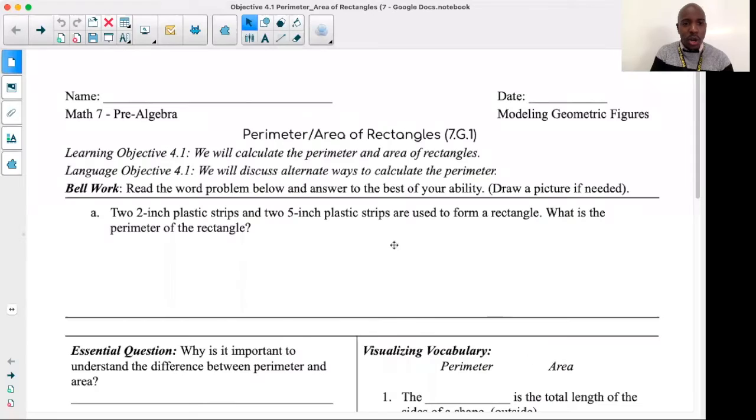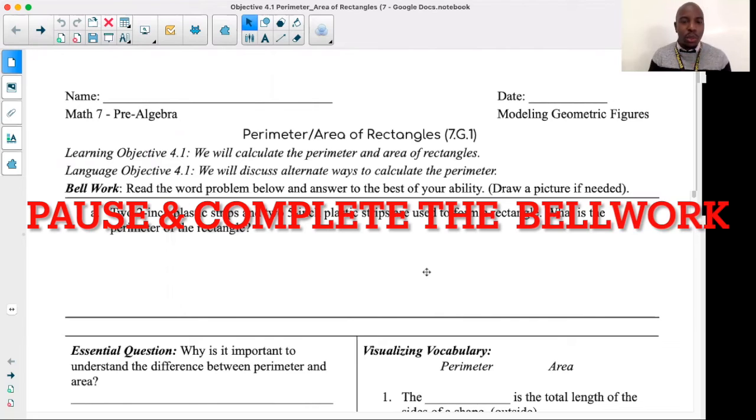If you have your packet, please open it up to the very first lesson, which will be talking about perimeter and area of triangles. So far in your math understanding, you may have learned a little bit about perimeter and a little bit about area. Today, we're going to reinforce it, so you have a stronger foundation as to how to calculate it. First and foremost, as usual in every video, take a second to pause the video and complete the bell work.